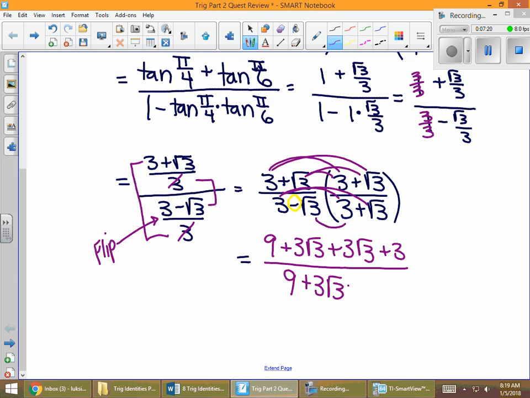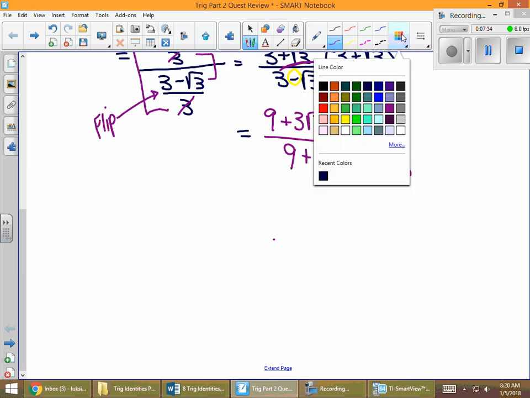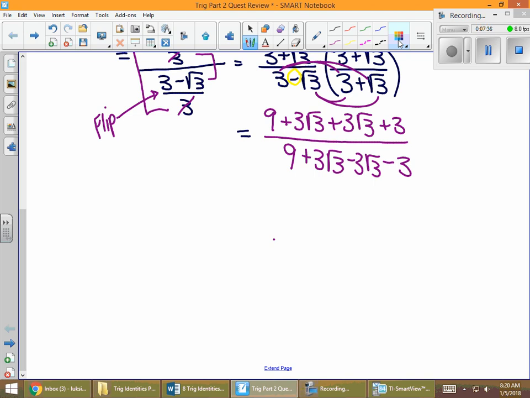Here's my minus. And be careful with your sign here. Negative times positive is a negative. Radical 3 times radical 3, again, is 3. So, just simplification work from here. What can we combine? In my numerator, I have 9 plus 3 is 12. And my other like terms are in the middle here. 3 radical 3 plus 3 radical 3 is 6 radical 3.